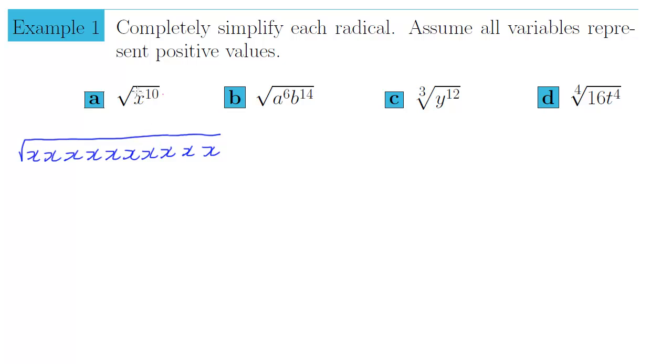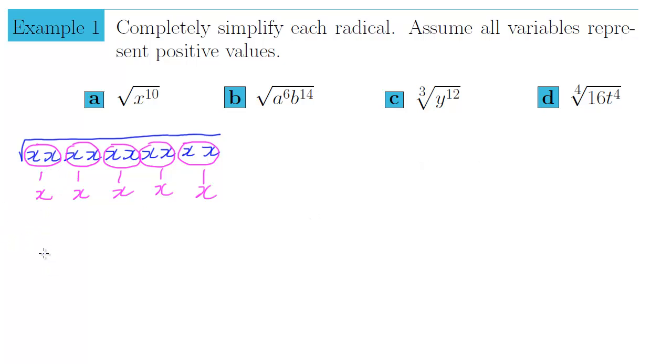Next, after we factored our radicand, the number underneath the square root, we have to circle groups of 2, right? Because this is a square root. So we have 1, 2, 3, 4, 5 groups of 2, which means there's going to be 5 x's getting multiplied outside of the square root, and no x's left inside the square root.